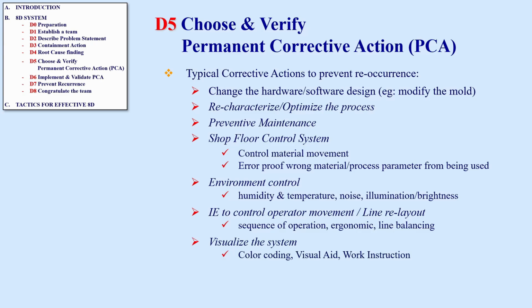Visualizing the system is another good example for corrective action. The tactics for visualization include color coding, visual aids and work instructions. For example, we can use colors of traffic light, red, orange, and green, to label reject products, pending testing products, test accepted products respectively. Operator retraining, and enhancing product handling, are also typical corrective actions. When time permits, I will come out with a video to explain the detail for each of these corrective actions.